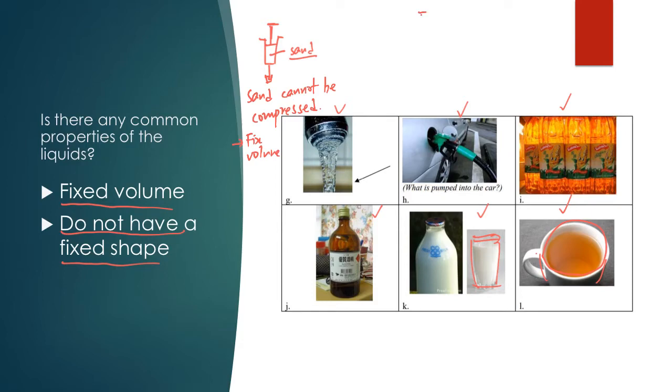How about if we change the situation? Instead of sand, now we put water into it. Again, do not allow the water to leak out. If we compress it, you can find that although water can change its shape, it cannot be compressed either, because it also has a fixed volume. So remember, liquids have a fixed volume and cannot be compressed, but they do not have a fixed shape.